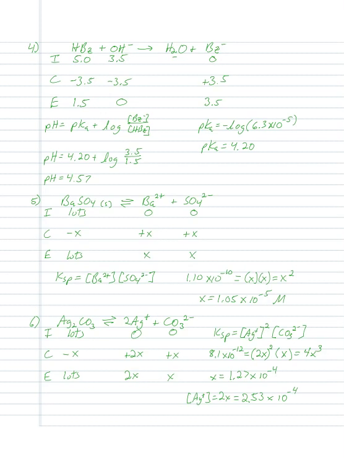Everybody good with that? And then number 7, I'm not going to work out because I don't really need to. It says what's the carbonate concentration, and that's equal to x. So the concentration of the carbonate ion is equal to x, so that's going to be equal to 1.27 times 10 to the minus 4. Questions on 6 or 7?